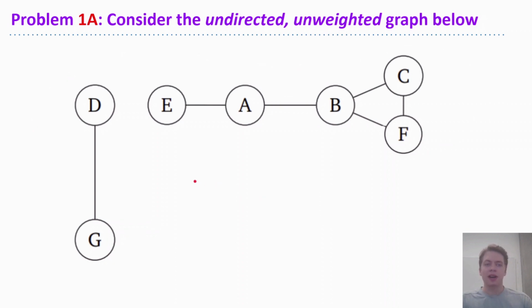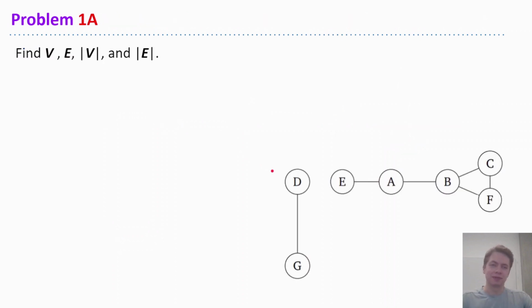Well, we can tell this graph is undirected because the edges don't have arrows on them. And we can see that this graph has unweighted edges, which means that there are no weights or numbers associated with each edge. We will work with weighted graphs later on during the Dijkstra section of this section video.